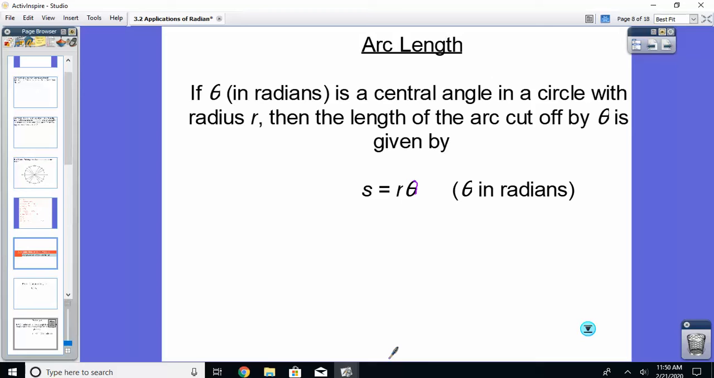In other words, your arc length is proportional to your angle. As your angle gets bigger, so does your arc length, which should make sense if you're thinking about a circle. The bigger the angle, the bigger the distance on the outside of the circle.